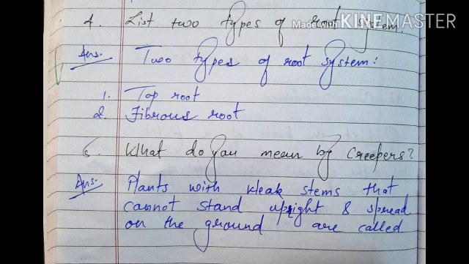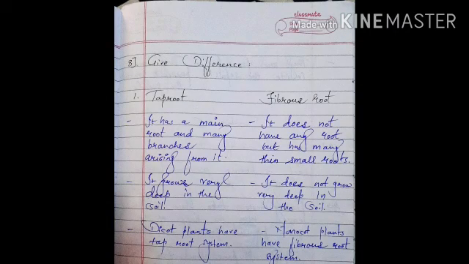Answer is, plants with weak stems that cannot stand upright and spread on the ground are called creepers. Part B, that is, give difference. First is taproot and fibrous root. So starting with the first point, it has a main root and many branches arising from it.